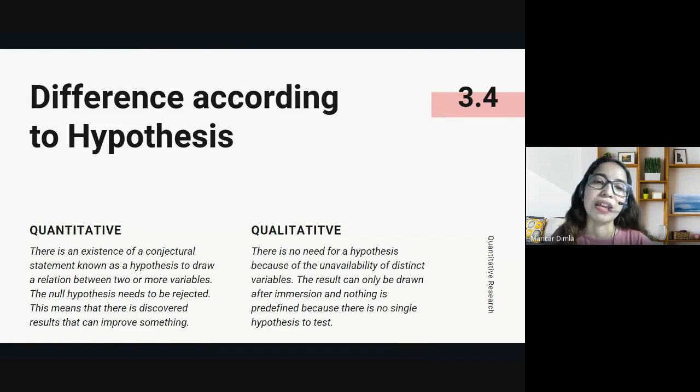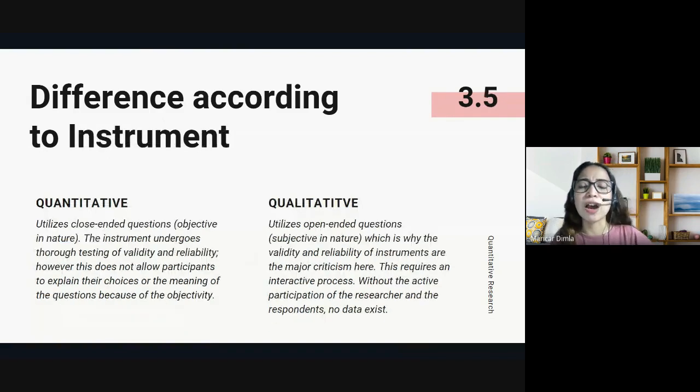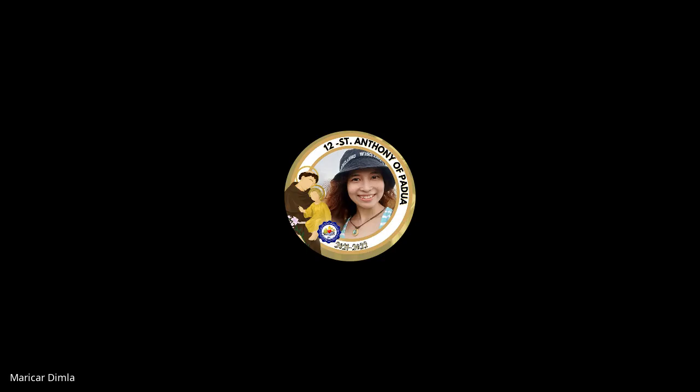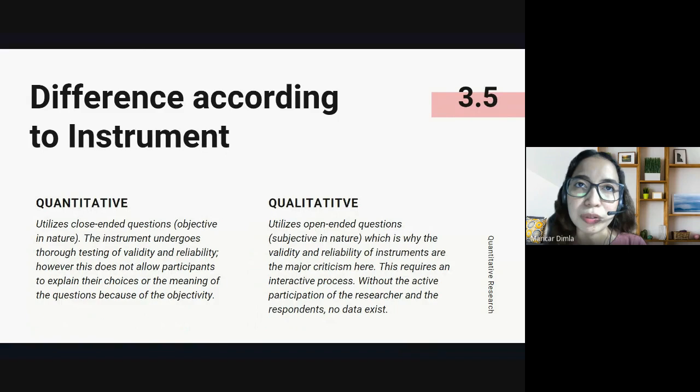Alright? Okay. So next one, difference according to instrument. When we say instrument, we are referring to the tool for you to be able to gather your data. It can be a poll, a survey, a test, or a checklist, an observation, etc. Okay? In qualitative, mga anak, it utilizes open-ended questions. That is why it is subjective in nature. At ang sarap nitong aralin. What do you mean by open-ended question? Okay, kasi exact opposite naman yan is the quantitative study wherein it utilizes closed-ended questions or objective in nature.